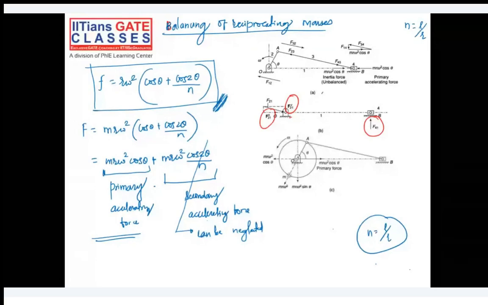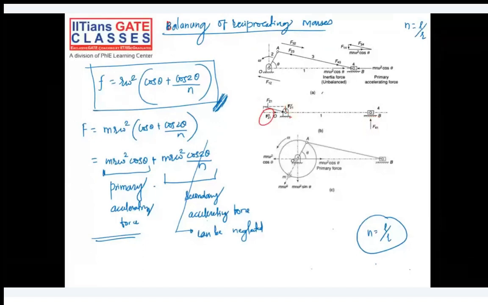F21H. Do you agree? This is the only force in the horizontal direction, and we don't have any other force in the horizontal direction to balance it out. Okay. So F21H, you can say it as an unbalanced shaking force, which will try to unbalance the reciprocating motion of the slider. So write down: F21H is the unbalanced shaking force.